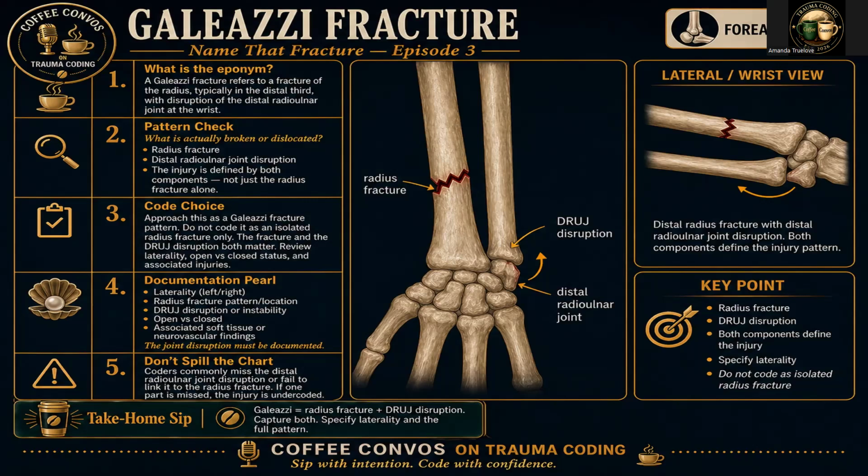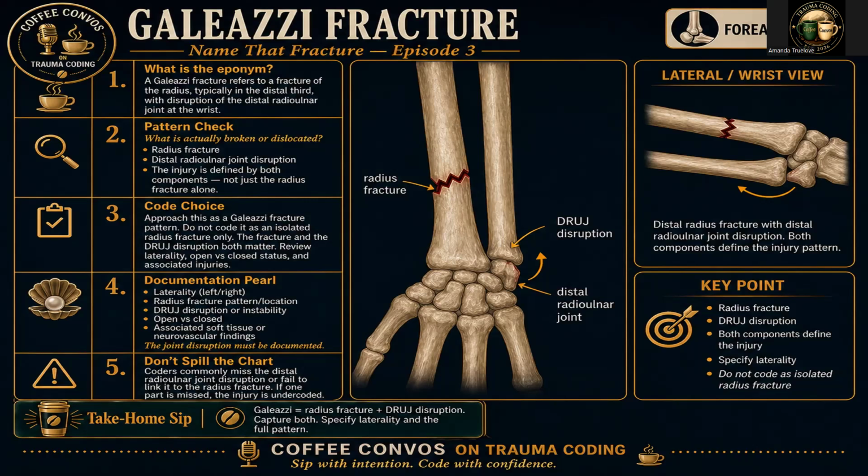So the radius is fractured. And then the distal radioulnar joint, or DRUJ, may be an acronym you see documented, so take note. That joint is disrupted, unstable, or dislocated. So this is not simply just a distal radius fracture. It is a fracture, but there is also joint relationship injury at that wrist level that is involved.